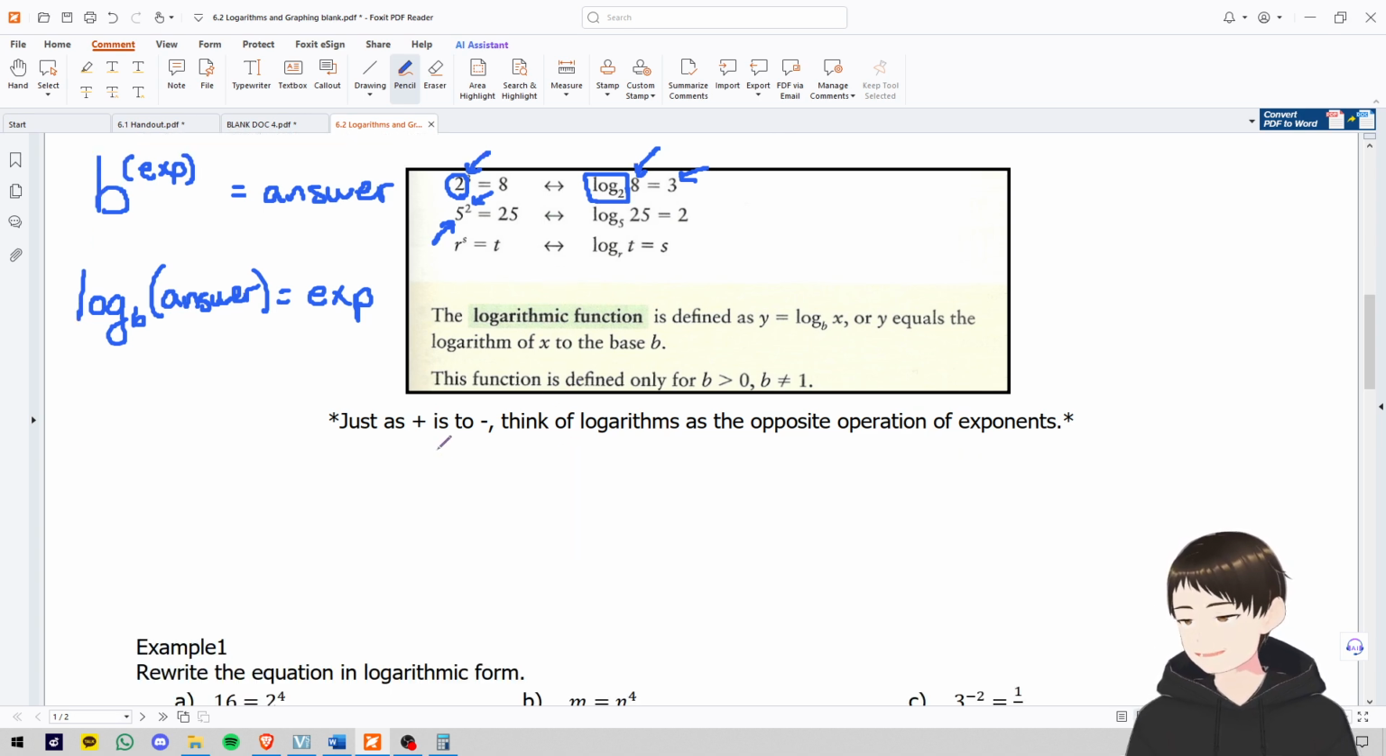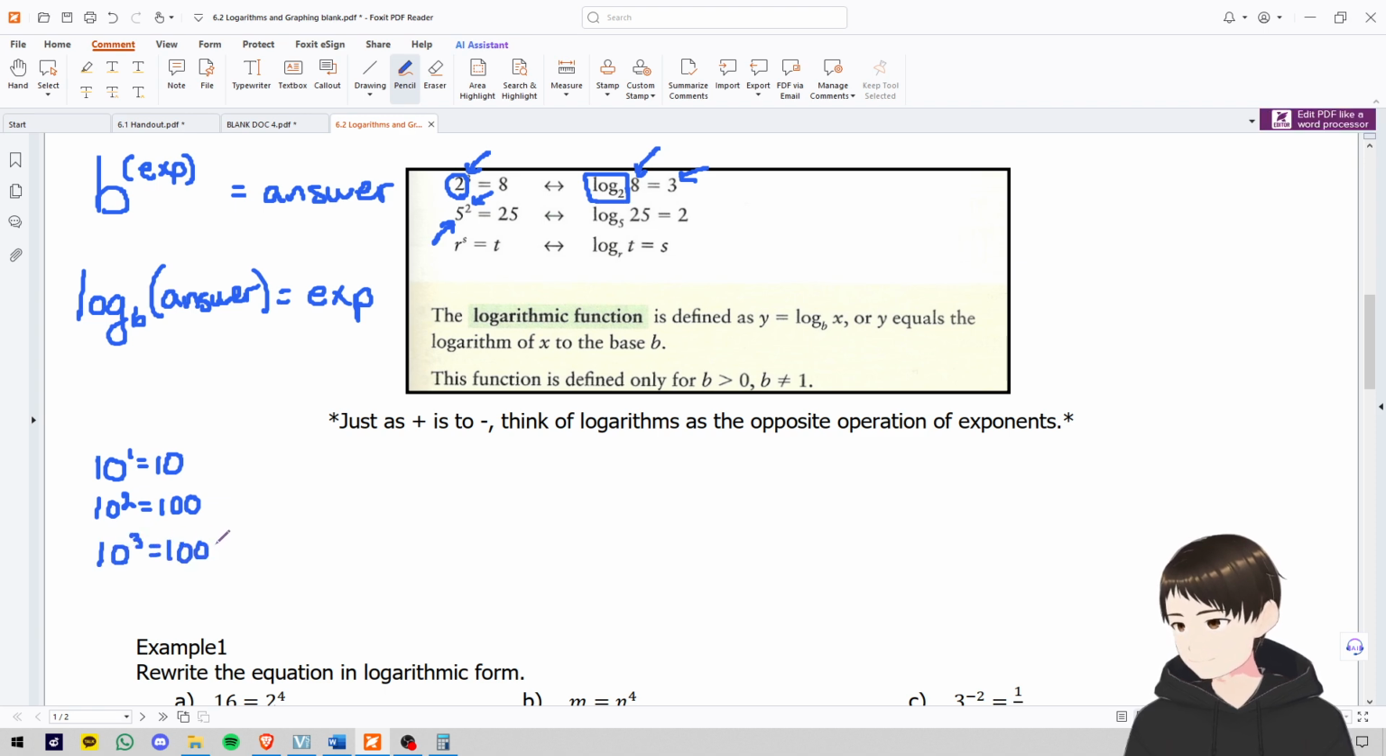And no, the base doesn't have to be a 2. As you can see, it can be a 5. The most typical base is 10. So you know that 10 to the power of 1 is 10. 10 to the power of 2 is 100. And 10 to the power of 3 is 1000. That's great, right? But here's where the logarithm really gets handy.